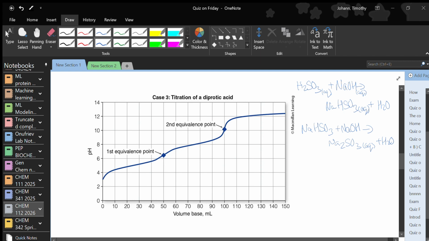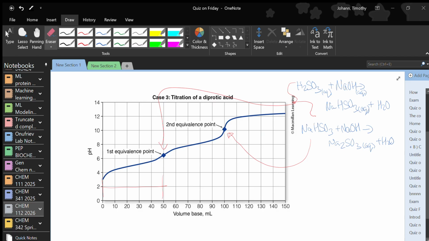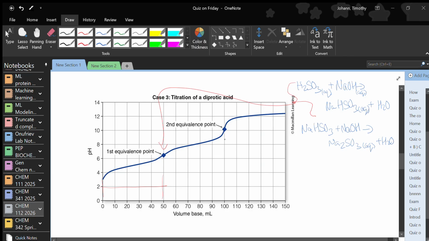But this first reaction is for this equivalence point. So that reaction's all happening in here. And this reaction here is for this equivalence point. So that second reaction, let me color code these. That second reaction right there is all in here. Okay, so there's our second reaction.